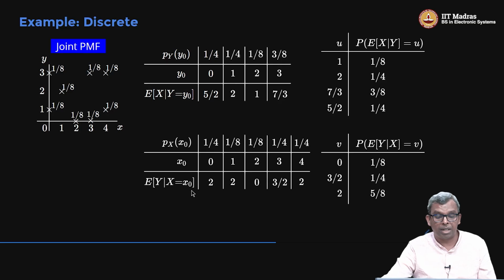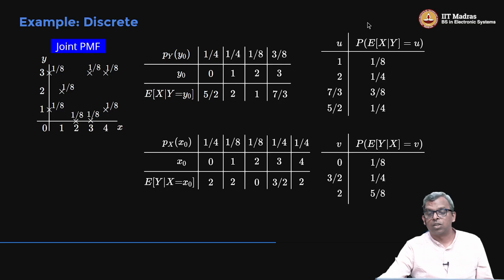This is the random variable, and you can see here this expected value of y given x is actually a function of x, right? It's a function of x, and if you put all of them together, it only takes three values: 0, 3 by 2, half. It takes value 0 with probability 1 by 8, 3 by 2 with probability 1 by 4, and 2 with probability 1 by 4 plus 1 by 4 plus 1 by 8, and that's 5 by 8.